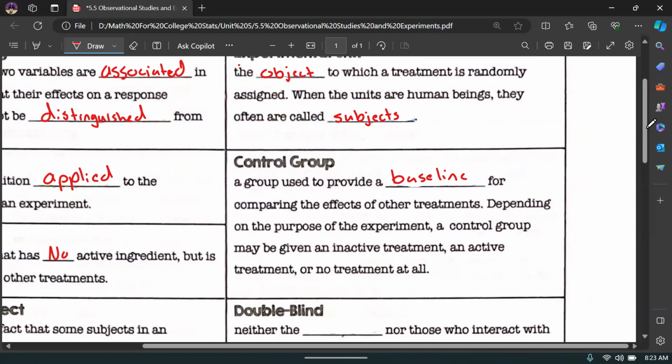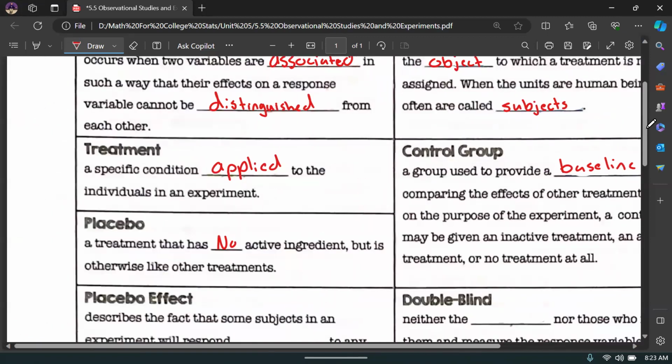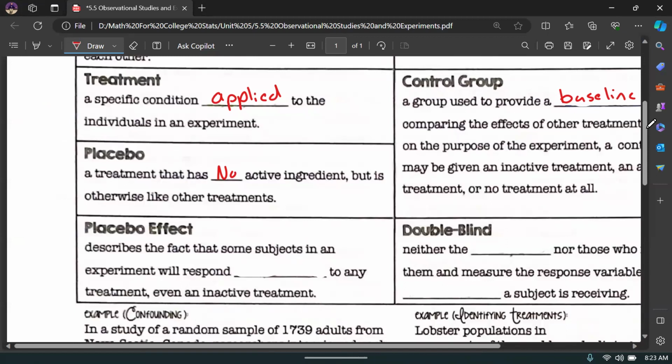Depending on the purpose of the experiment, a control group may be given an inactive treatment, an active treatment, or no treatment at all. We'll talk about that as well in a moment. Placebo effect describes the fact that some subjects in the experiment will respond favorably to any treatment, even an inactive treatment. So let me go back to placebo, control group, and placebo effect for a second.